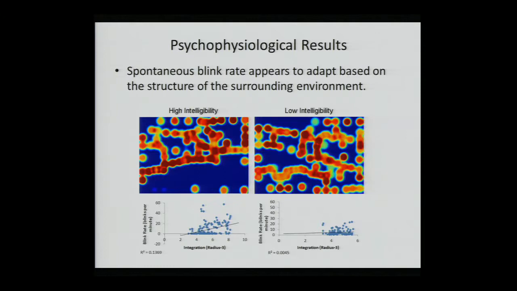Also of interest is that in the low intelligible environment, blink rates are pretty much a wash. They are increasing in specific places, but there's no systematicity to it. And that is what I'm showing here as scatter plots too, just to support the idea.